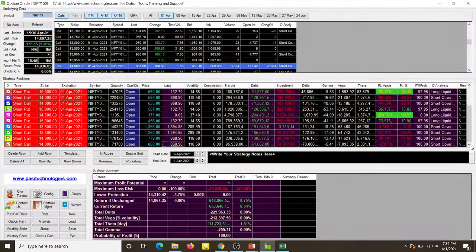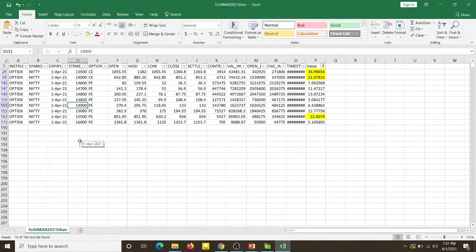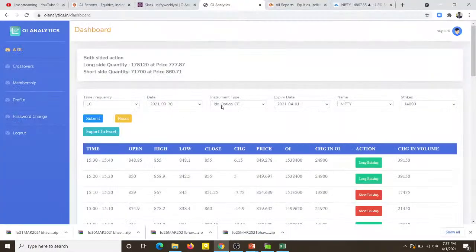Now, $14,310 is the lower protection. That is the support for the market, and upside it is not protected anywhere, correct? This is as on 30th. I think there is one more position which we need to consider, which is the 15,500 put. Okay, let's go and consider that.